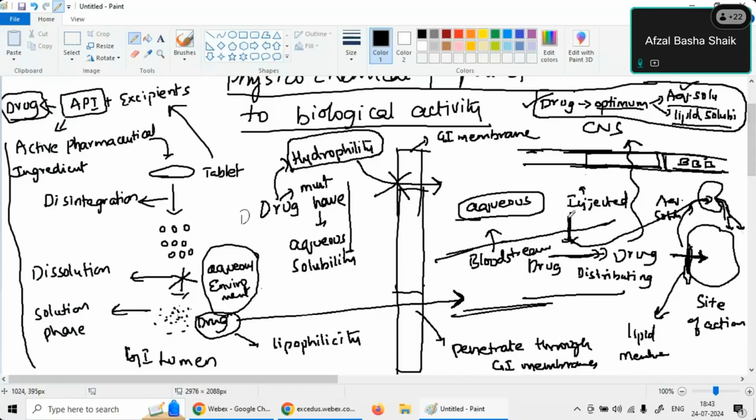If the injected drug is too lipophilic, we also have what? Lipid tissues. The drug will distribute into the lipid tissues and it will get stored there. And later, after a while, it will come back to the bloodstream and it may lead to toxicity.